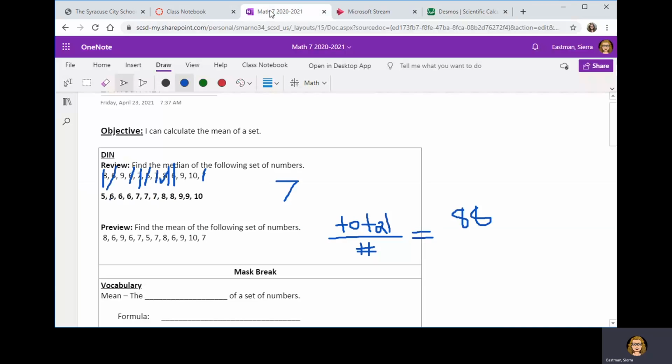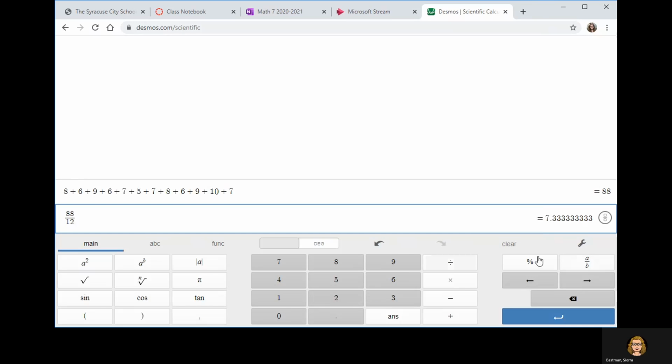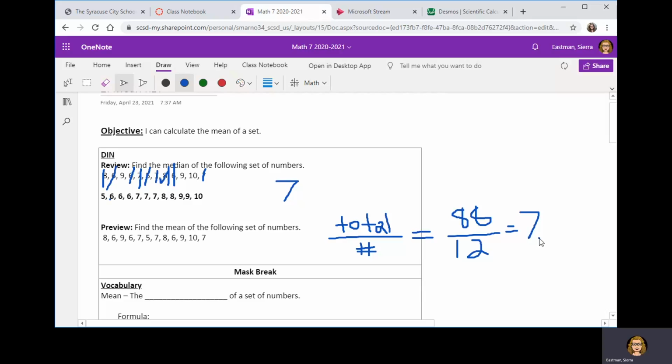Perfect. And now that 12 that I just counted, there are 12 numbers in the set. Goes on the bottom here. We're going to divide that, 88 divided by 12. And we get 7.3 repeating, and I can write that as my mean of this data set.